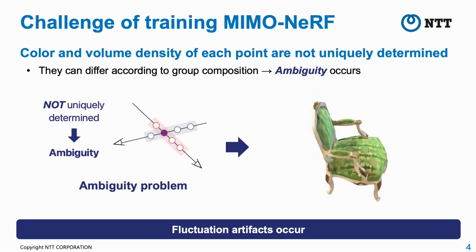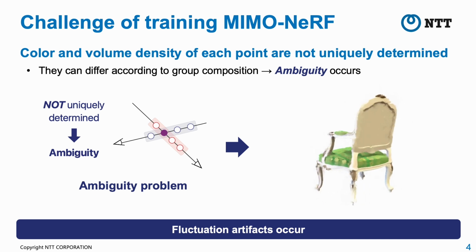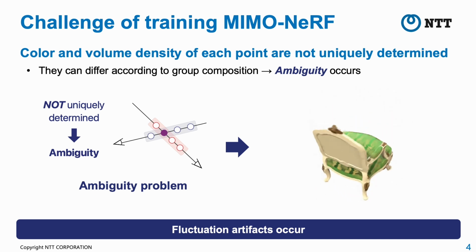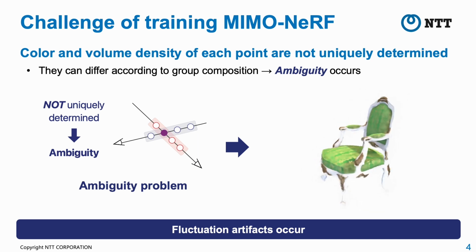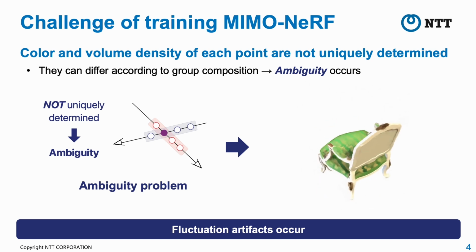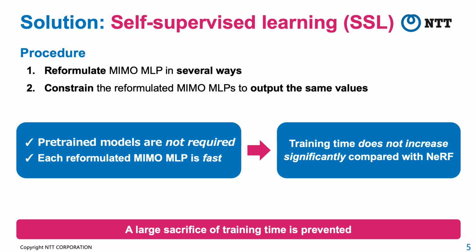A notable challenge of training MIMO-NeRF is that each point's color and volume density are not uniquely determined, because they can differ according to the group composition. This leads to some ambiguity, and causes fluctuation artifacts. To solve this problem, we developed self-supervised learning, or SSL. We first reformulate a MIMO-MLP in several ways, and then constrain the reformulated MIMO-MLPs to output the same values.